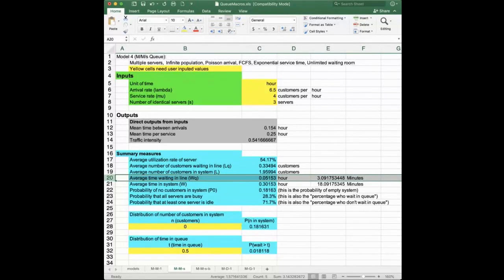And so the question you need to ask yourself at this point is, should we hire a 3rd doctor? Well, the waiting time is only 3 minutes. That's good from the customer's perspective. But wait a minute, let's look at everything else that's involved here. Particularly, let's look at the server utilization. And in this case, you've got 3 doctors, all of whom are only busy 54% of the time.